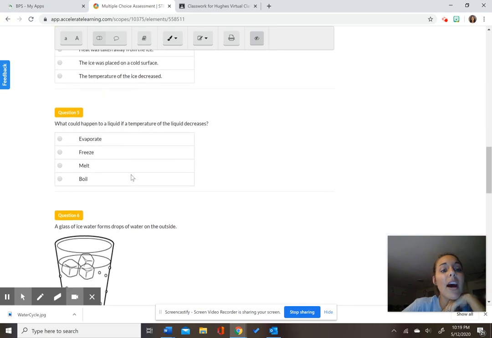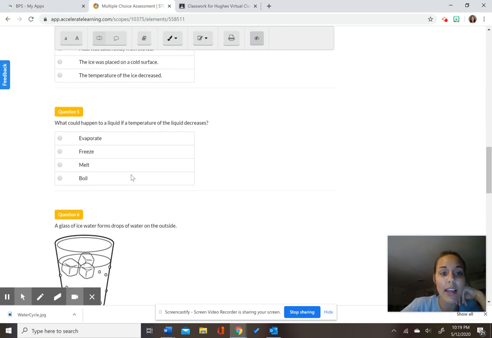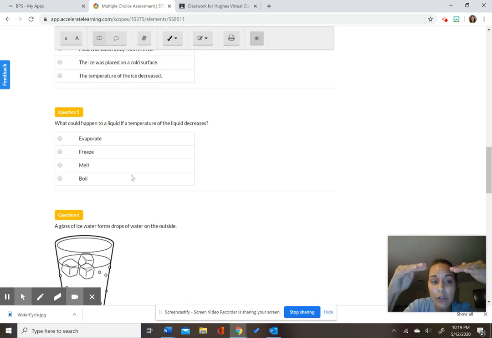All right, question 5. What could happen to a liquid if the temperature of the liquid decreases? So remember, if the temperature is going down and it's getting very cold, it's important that you remember that the temperature going down means that it's cold and temperature going up is hot. So like 100 degrees, super hot. It was probably like 80 degrees today. That's pretty hot. The lower it goes, 30, 20, 10, 0, you're getting super cold. So if the temperature is going down, what does that mean?